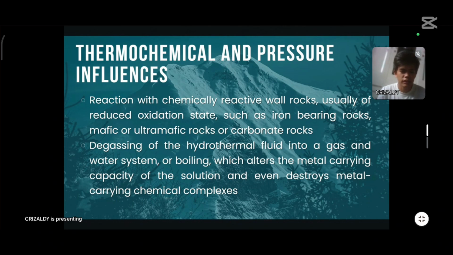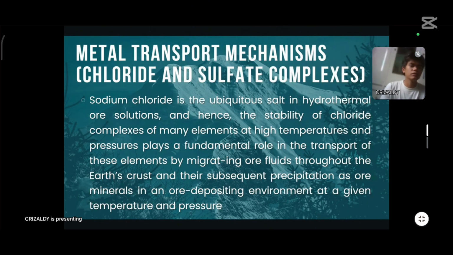Next naman is yung metal transport mechanism or the chloride and sulfate complex. Kung saan naman din sodium chloride is the ubiquitous salt in hydrothermal solution, and hence the stability of chloride complex of many elements at high temperature and pressure plays a fundamental role in the transport of these elements by migrating fluid throughout the earth's crust and their subsequent precipitation as ore minerals in depositional environments at given temperature and pressure. Bali, ang pinaka-factor talaga sa mga ganito is yung temperature and pressure.